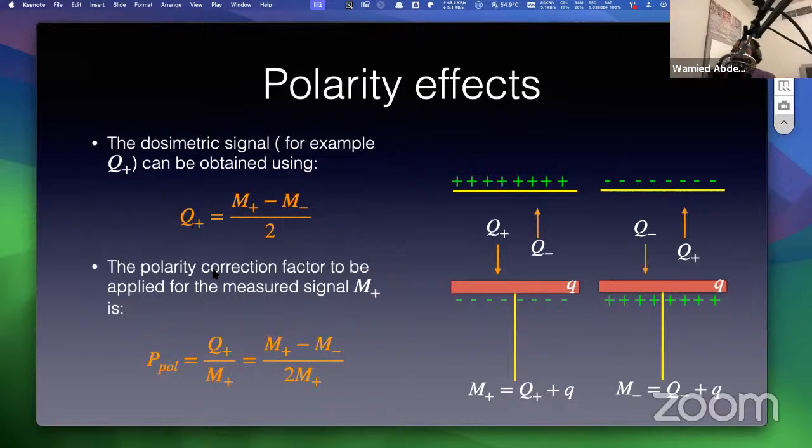And again, the way that we like to rewrite our equations is to convert this to a correction factor to the positive charge. So this is the correction factor. It's often called the polarity correction factor. When we multiply the polarity correction factor P by the signal that we have measured, M plus, this should give me the dosimetric signal of Q plus.